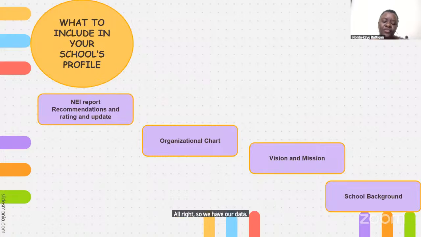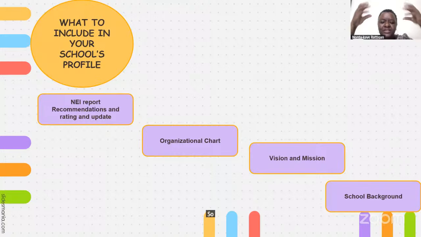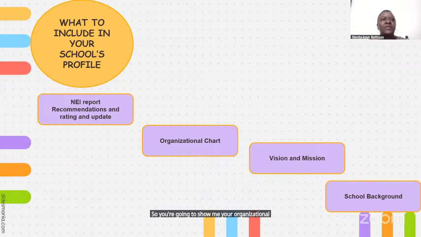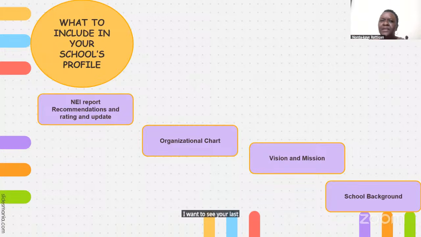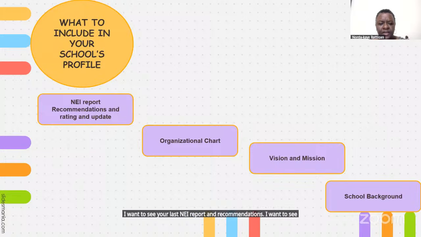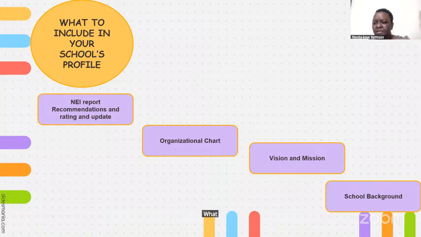All right, so we have our data. We begin in our school SIP by looking at the school's profile. When I take up your school profile, I want to see a synopsis of where the school is right now. So you're going to show me your organizational structure. I want to see the vision and mission of your school. I want to see your last NEI report and recommendations.